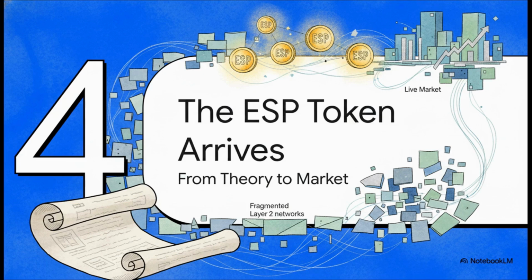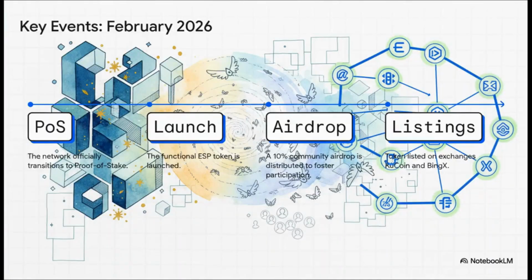So let's shift gears and talk about the ESP token and see how this project went from just a white paper to a live traded market. Man, February 2026 was a massive month for them. The network officially switched over to proof of stake, which is a much more energy-efficient security model. The ESP token itself launched, a huge airdrop got tokens into the hands of the community to get things going, and it landed on major exchanges like KuCoin and BangX.